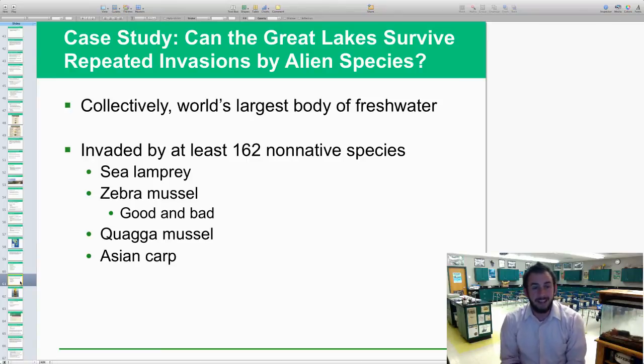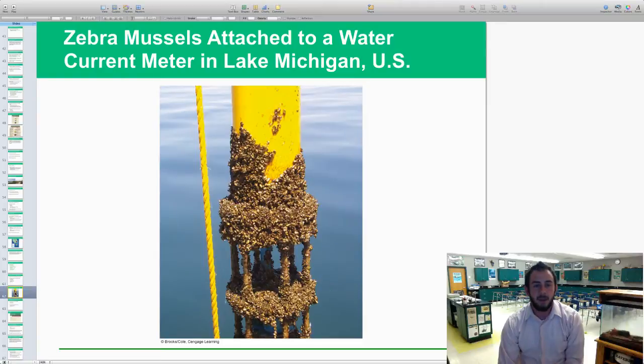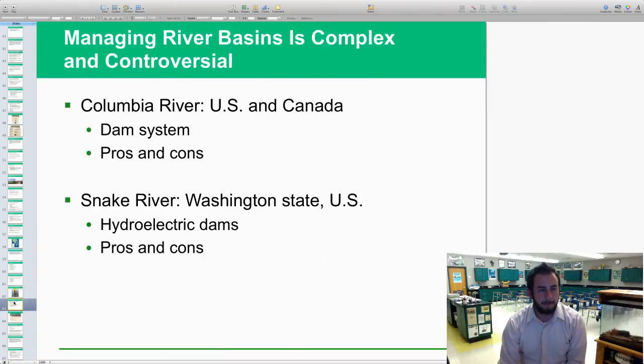But the question is, can the Great Lakes really keep sustaining and survive and thrive with all these different newcomers to the system? This is just a picture of what zebra mussels look like. They're nasty little buggers. You have to wear water shoes all the time in Lake Michigan and a lot of the inland lakes as well. If you ask me about a story, I can tell you about freshwater zebra mussels in my inland lakes, and I'll give you an extra credit point for that.